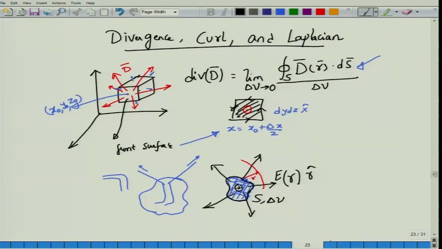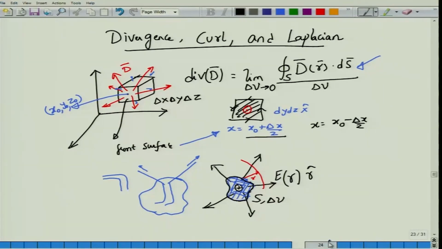If you go back to this unit cube picture, the center of the cube will be having a point x naught, y naught and z naught, and the cube itself has a volume of delta x, delta y and delta z. Therefore, the front surface is given at x naught plus delta x by 2, the back surface will be given at x naught minus delta x by 2, and the side surfaces will be given at y equal to y naught plus delta y by 2, and the left surface will be given at y equal to y naught minus delta y by 2, and so on.